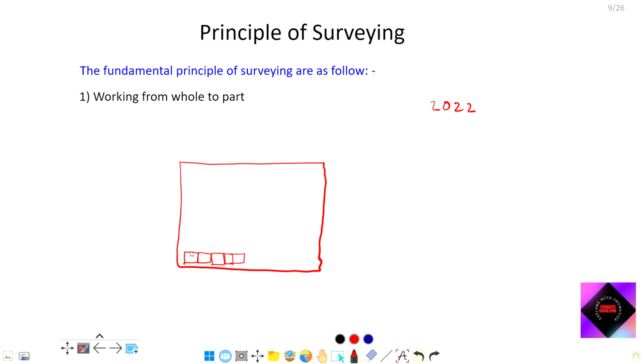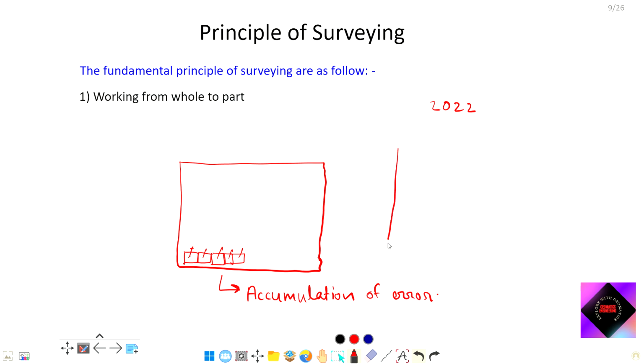So what happens? Every person has a tendency to make errors. He made an error here also, here also, here also, and so on. However many parts he surveys, an error happens there. So what happens is accumulation of error. If he works in parts, then accumulation of error happens, meaning errors get added up and then a big error comes into the picture.